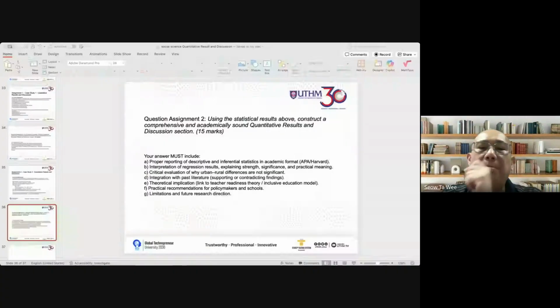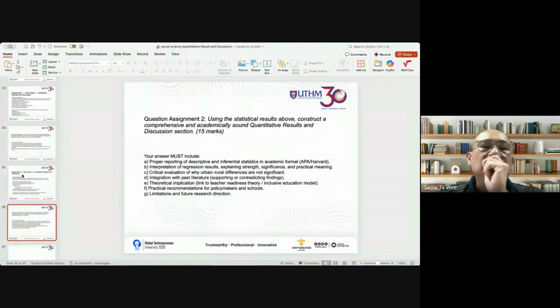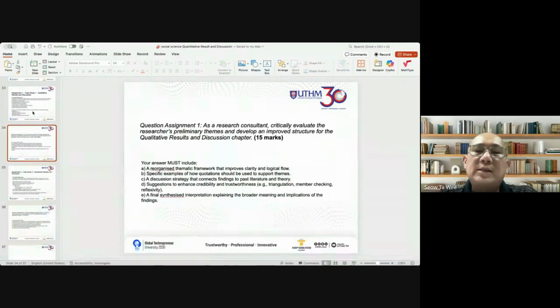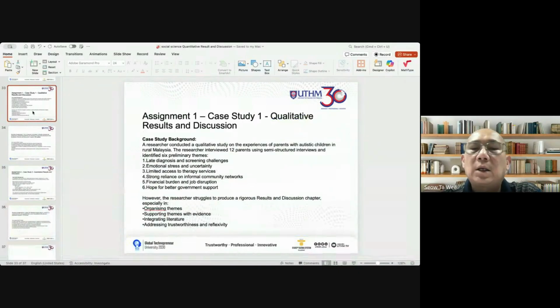Okay, question one. This is a study for autism, and 12 parents are identified, and then you already identified 1 to 6 primary themes.